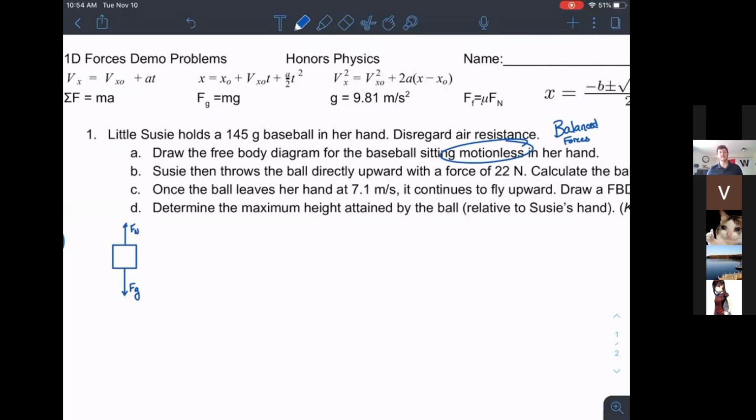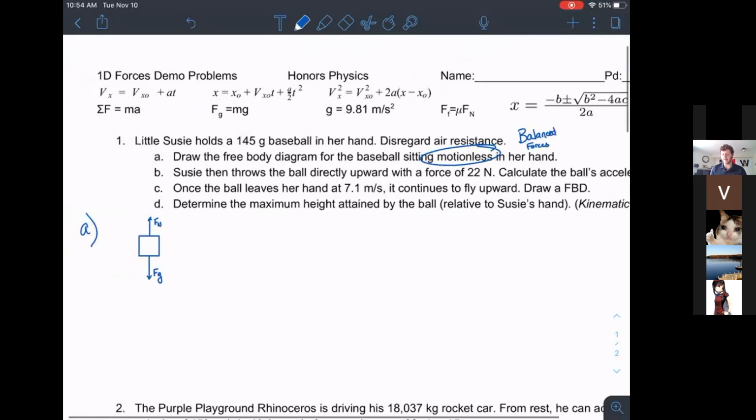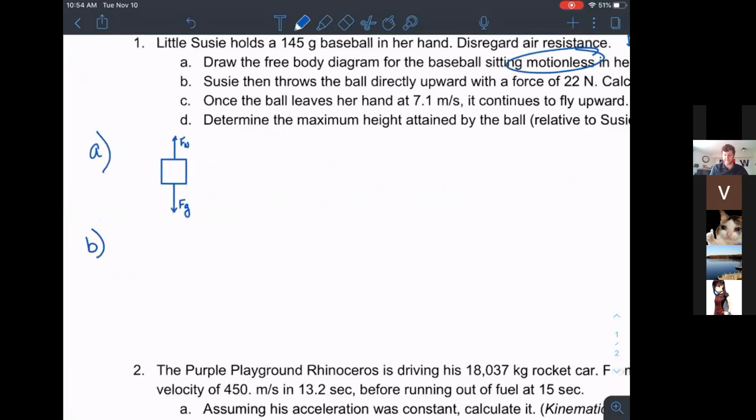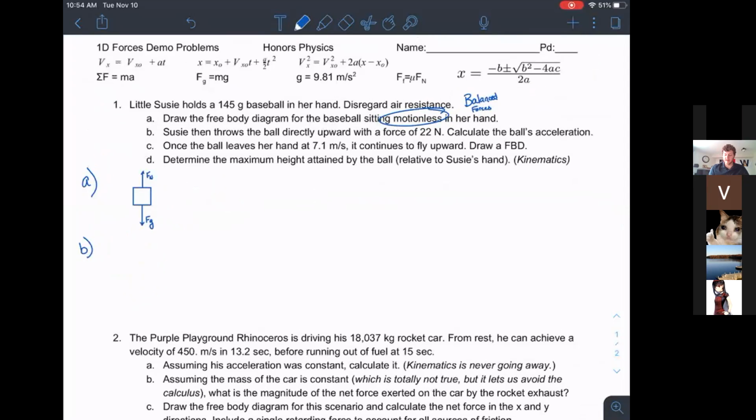It says that Susie then throws the baseball upward with a force of 22 newtons. And they want us to calculate that ball's acceleration as it's being thrown upward from her hand. So for part B, we need to find the acceleration. So let's go through things we might know so we can identify an equation. So what do we know about this baseball?